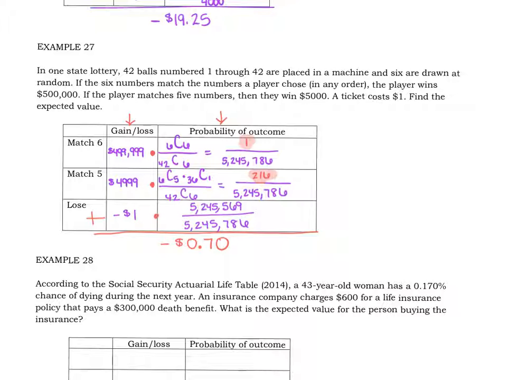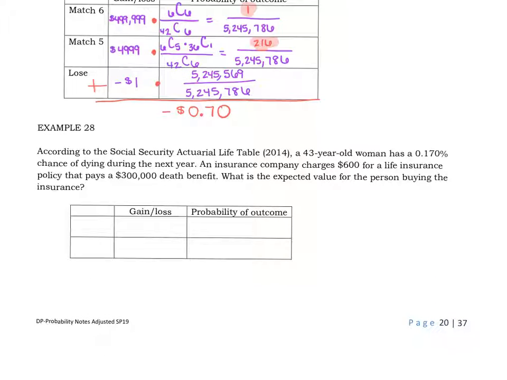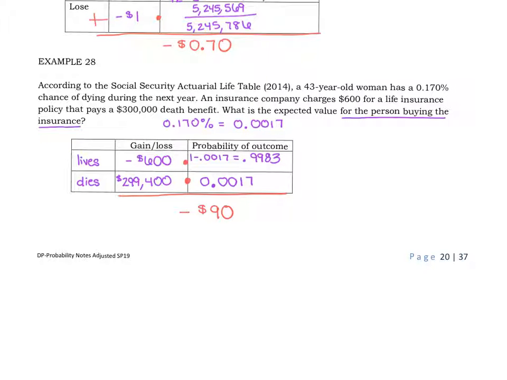Now, what I'd like you to do is pause the video and see if you can figure out what happens in this next example. I will give you a little hint that on the far left, you should fill in those columns with the person lives or the person dies. See if you can figure out what the gain or loss is and the probability it happens, and then if you can come up with the expected value. Then restart the video and you'll hear my explanation. Okay, let's see how you did.